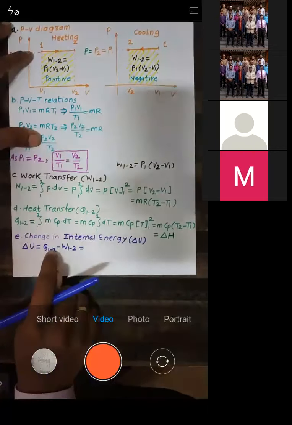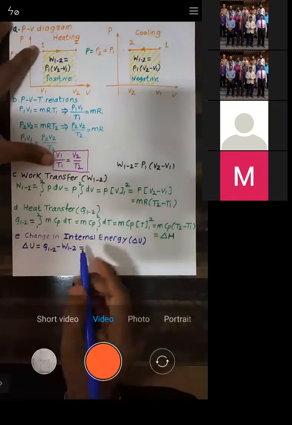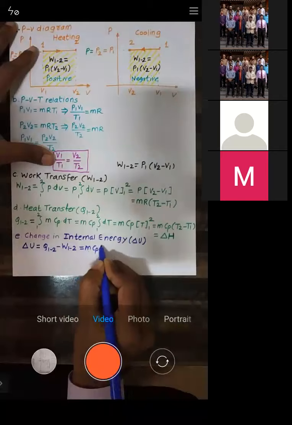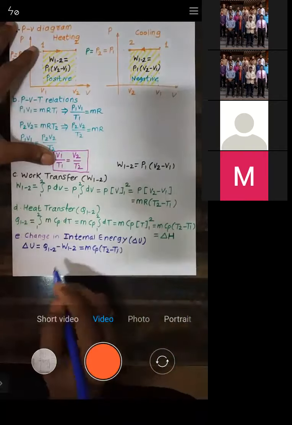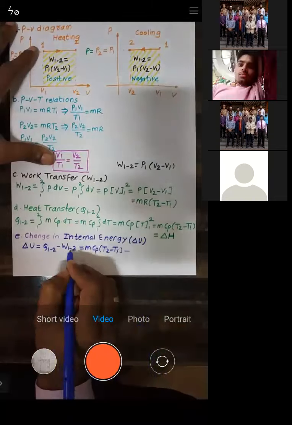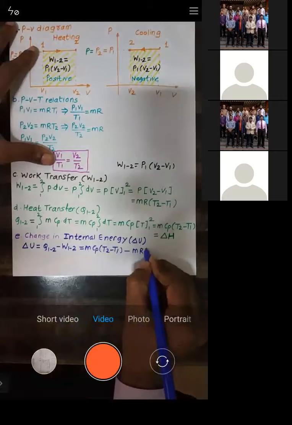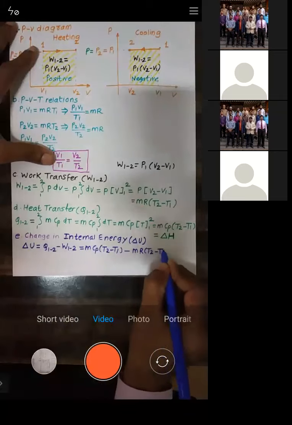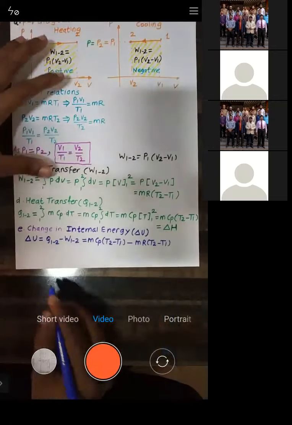Right? So now let us put those values. What is Q12? Q12 is mCp(T2 minus T1). You can see mCp(T2 minus T1) minus what is work done? Work done you can have it as mR(T2 minus T1). Try to understand. See, this is work done, mR(T2 minus T1). Okay, now let's calculate it.